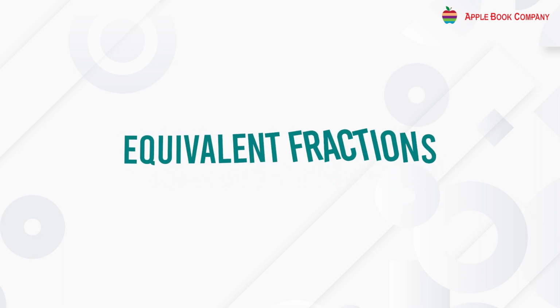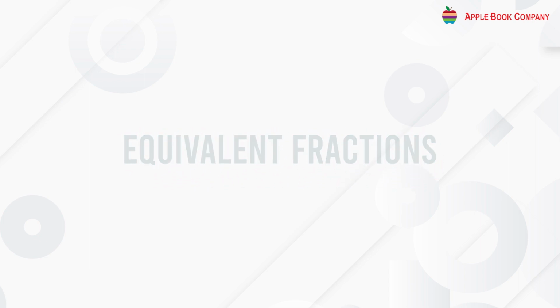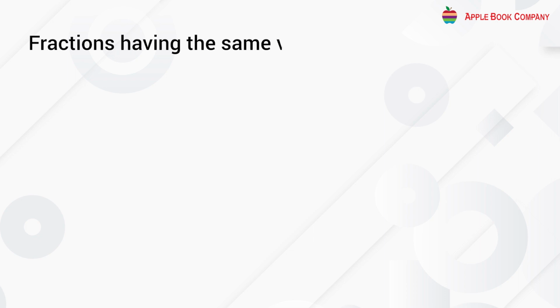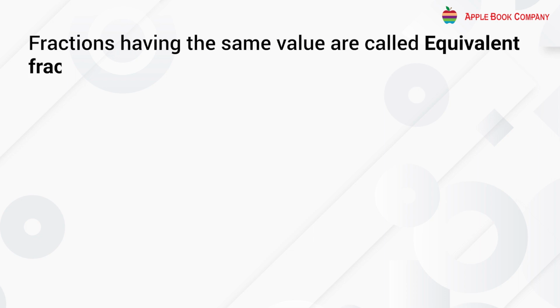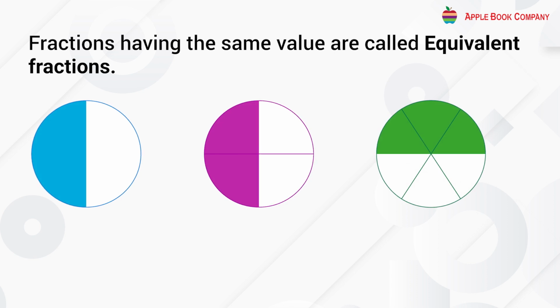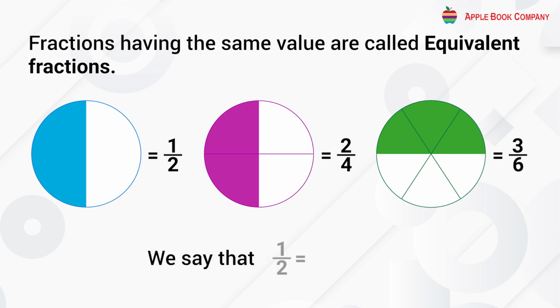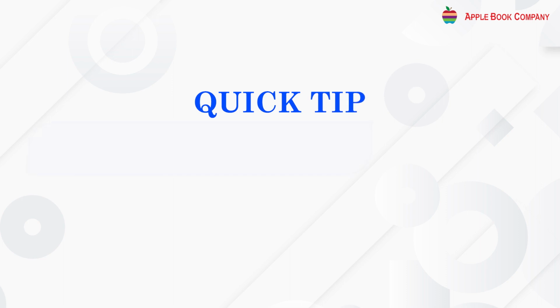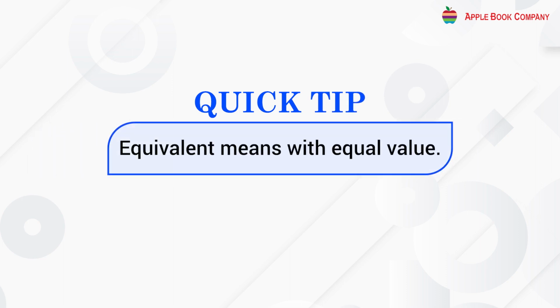Now let's learn what are equivalent fractions. Fractions having the same value are called equivalent fractions. Now, we have taken 3 pizzas and we have cut the pizzas into 3 different parts. Now, we will observe that the fractions are different, but they show the same number of parts from the whole that are taken out. So, we say that 1 by 2 is equal to 2 by 4 and 2 by 4 is equal to 3 by 6. A quick tip, equivalent means with equal value.